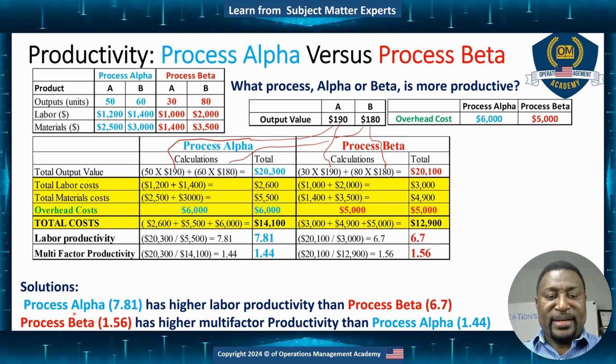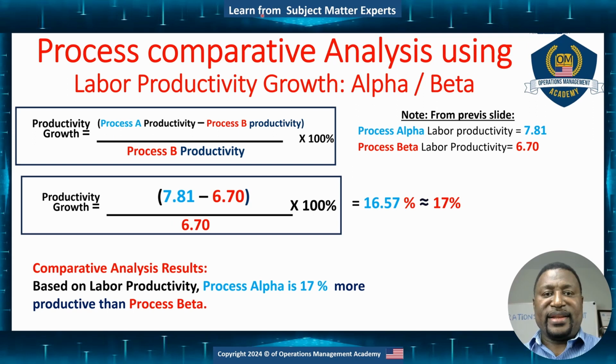So we can see that labor productivity for process alpha is higher than that of process beta, because process beta only has 6.7 and process alpha has 7.81. And process beta, in terms of multi-factor productivity, has 1.56, while multi-factor productivity for alpha is 1.44. So we can see our finding here.